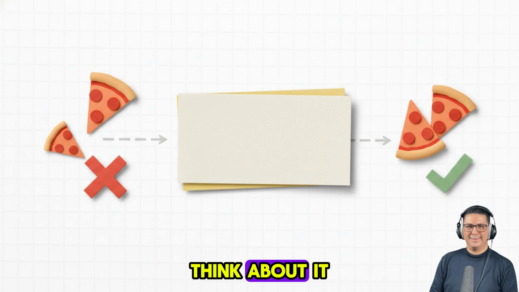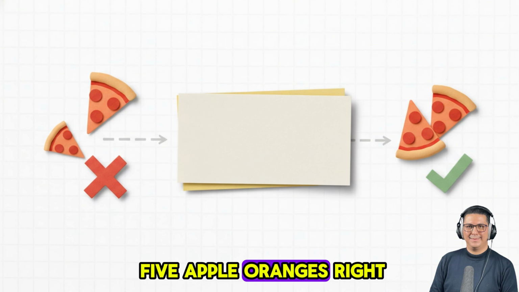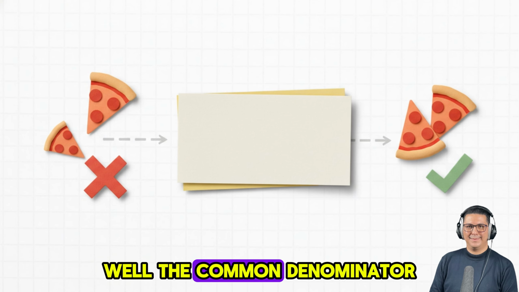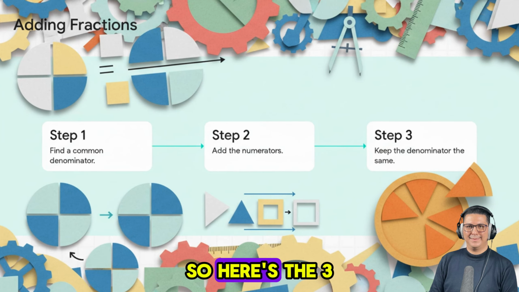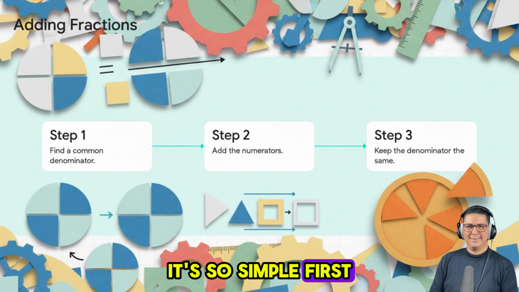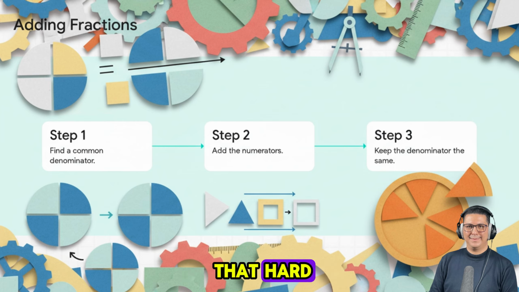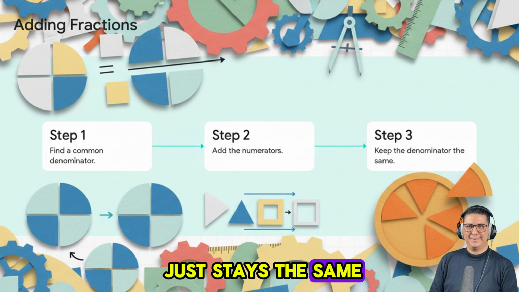Period. Think about it. You can't add 2 apples and 3 oranges and say you have 5 apple oranges, right? You have to call them pieces of fruit. Well, the common denominator is just like that. It's the common unit. So here's the 3-step process for adding. It's so simple. First, you find that common denominator. That's the hard part, and it's not even that hard. Once you have that, you just add the top numbers, the numerators, and the denominator just stays the same. After all, the size of the slices didn't change.